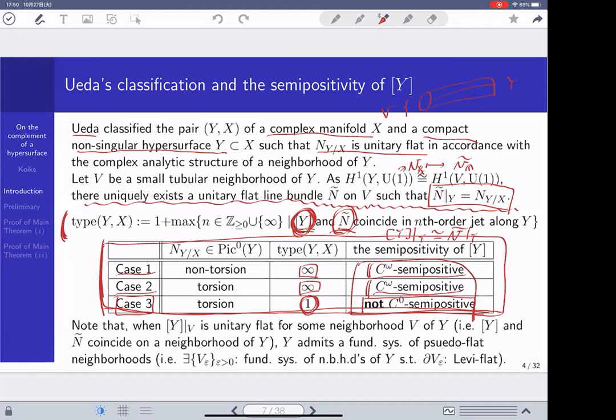Note that here, when Y restricted to V is unitary flat for some neighborhood V of Y, it is equivalent to the condition that the line bundle Y and N tilde coincide on the neighborhood of Y. Then Y admits a fundamental system of Levi-flat neighborhoods. Here, Levi-flat neighborhood means the neighborhood such that the boundary is Levi-flat. So it means that there is a fundamental system of neighborhoods of Y such that their boundaries are Levi-flat.